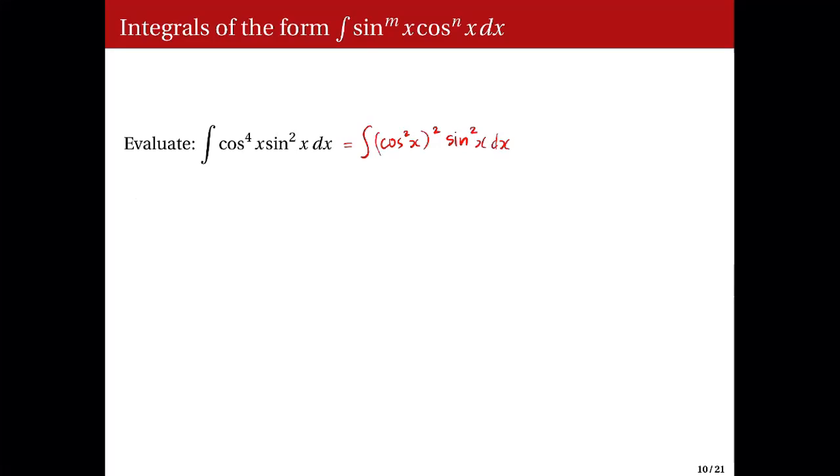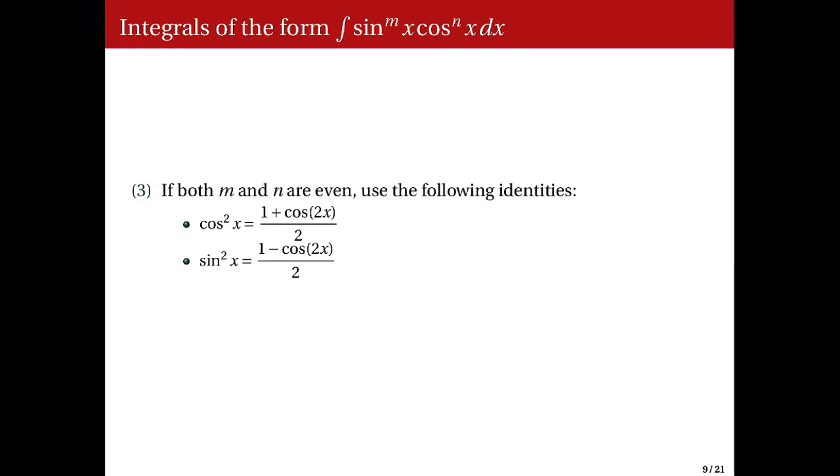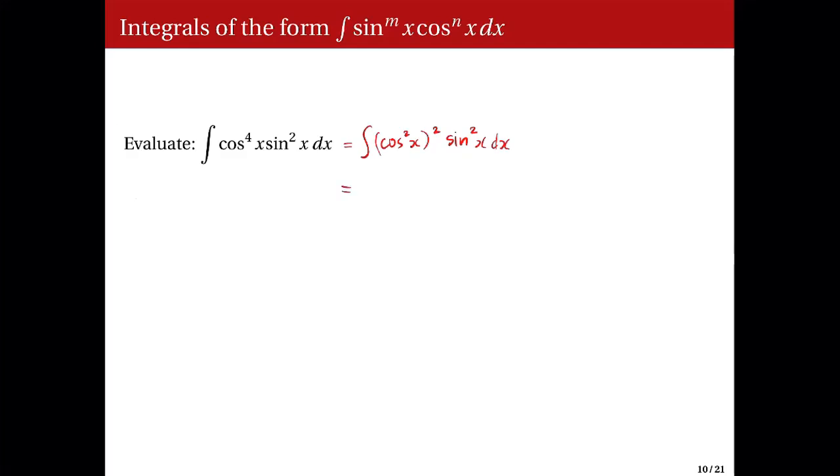And then using the identities here, this guy will be transformed into quantity 1 plus cosine 2x divided by 2 quantity squared. And then for this guy, we'll just have 1 minus cosine 2x over 2. And then you still have the dx.